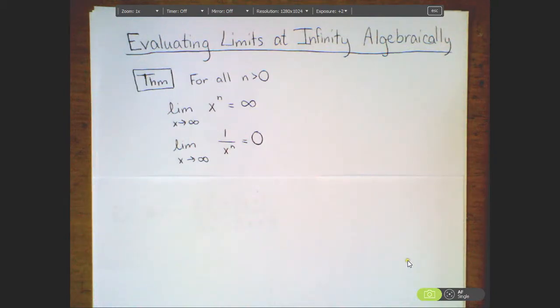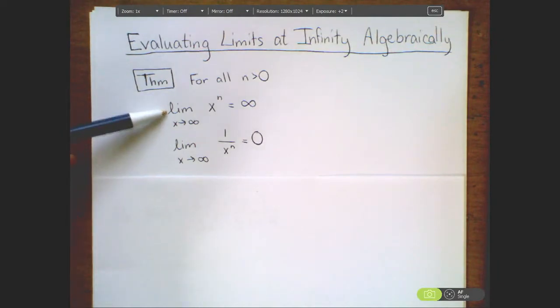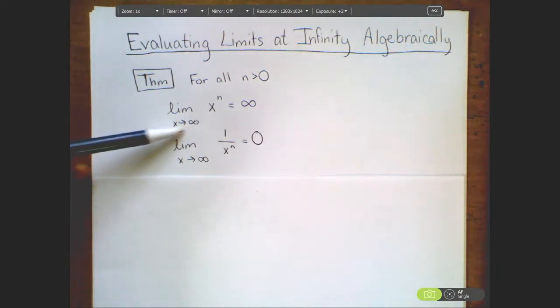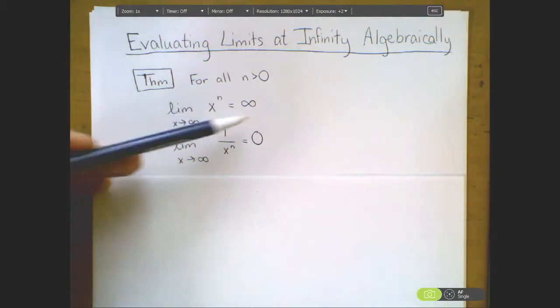Now we're going to look at evaluating limits at infinity using algebraic means rather than just looking at a graph or typing in large values into a table. I'm going to start by looking at a theorem. For all values of n greater than 0, where n is some integer value or a fixed value, we see that the limit as x approaches infinity of x to the n is equal to infinity.